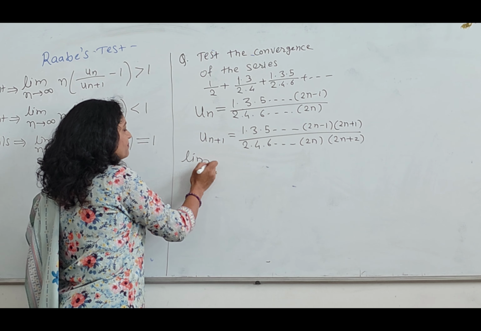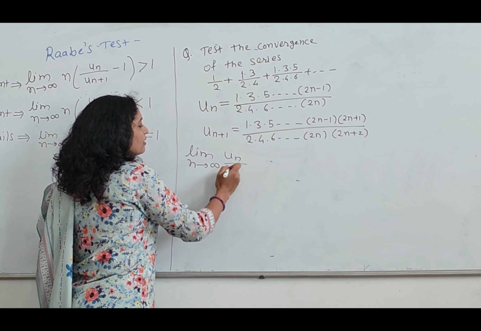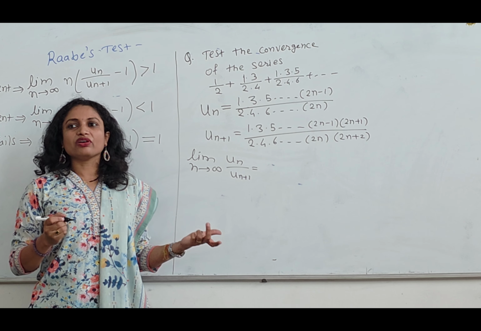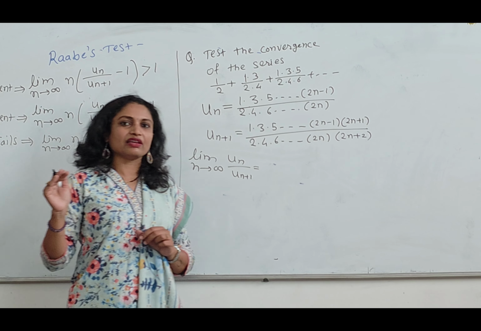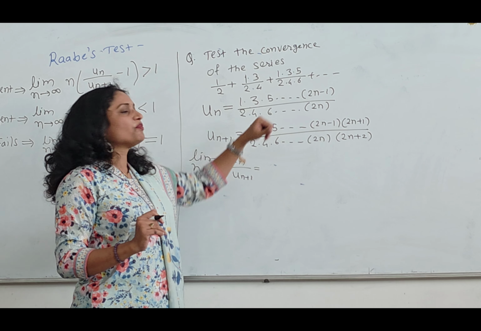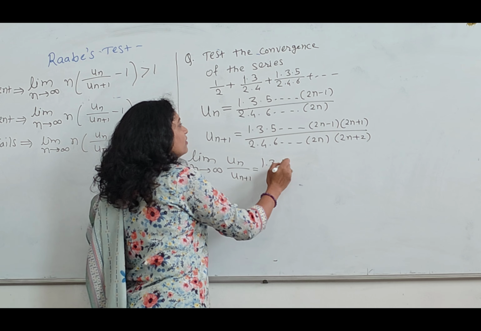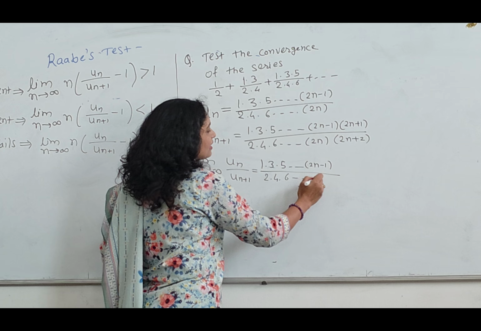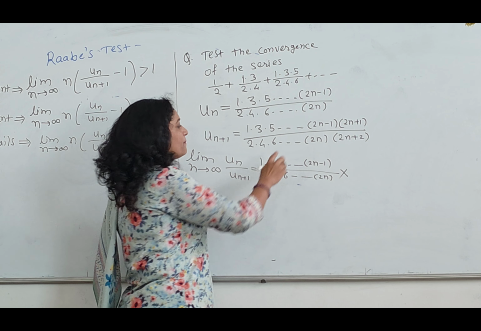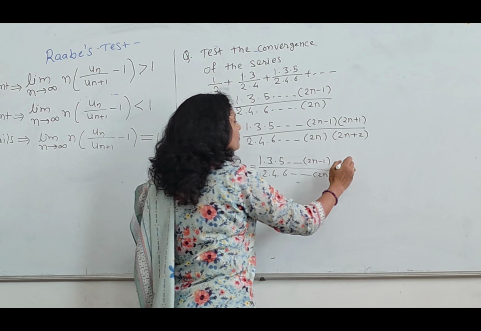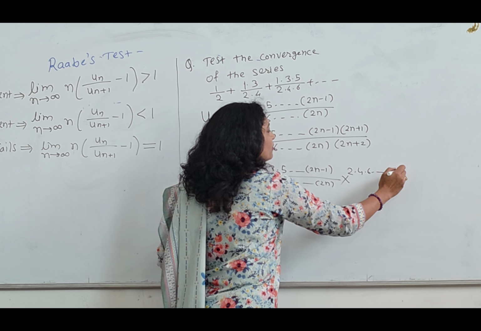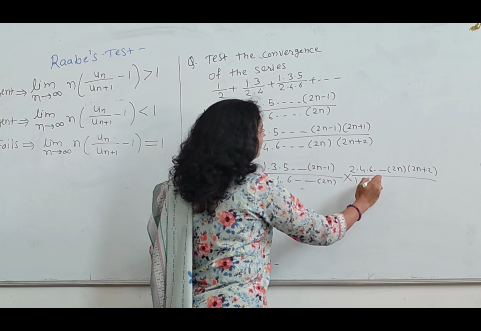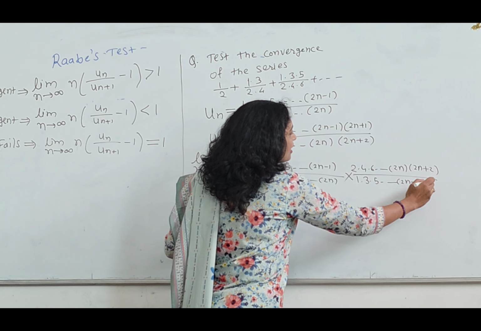Let's take the ratio of them. Till now we are not aware that our ratio test is going to fail. So if you do not get the answer 1, you can continue with the ratio test only. So here just take the product. This is 1 into 3 into 5 till 2n minus 1 upon 2 into 4 into 6 till 2n, into the reciprocal. So this will be 2 into 4 into 6 till 2n into 2n plus 2 upon 1 into 3 into 5 till 2n minus 1 and 2n plus 1.